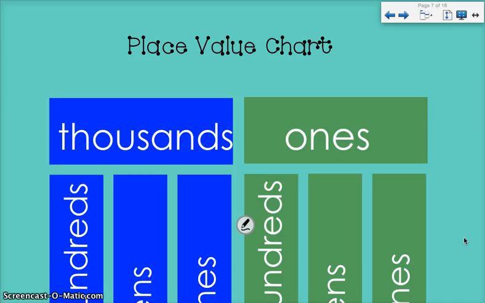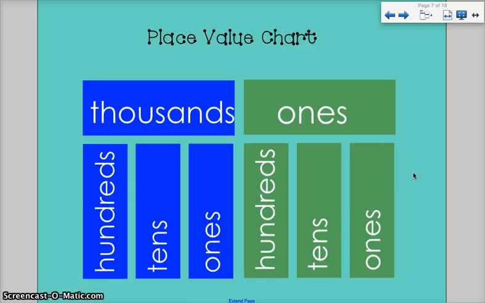Let's take a look at our place value chart. We are going to be looking at numbers all the way into the 10,000s today. Might even have to move into the 100,000s. So remember, we first look at our ones, then we move into tens and hundreds, and then we get into the thousands. And just like the ones, there's 1,000s, 10,000s, and 100,000s.